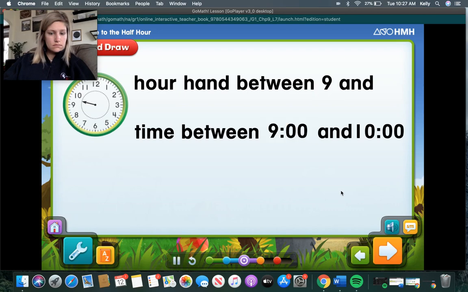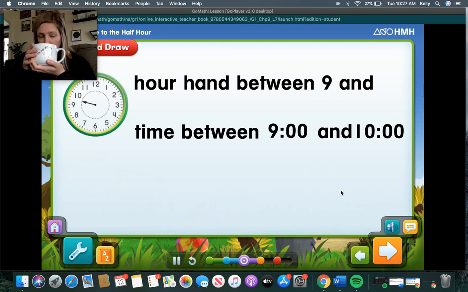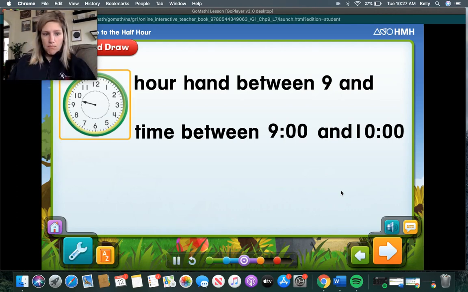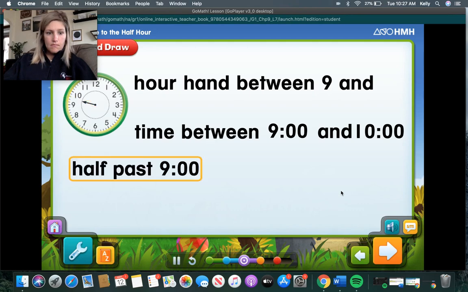As an hour passes, the hour hand on a clock moves from one number to the next. When a half hour has passed, the hour hand points halfway between two numbers. In this clock, the hour hand is halfway between the 9 and the 10. You can say this time as 9:30 o'clock.